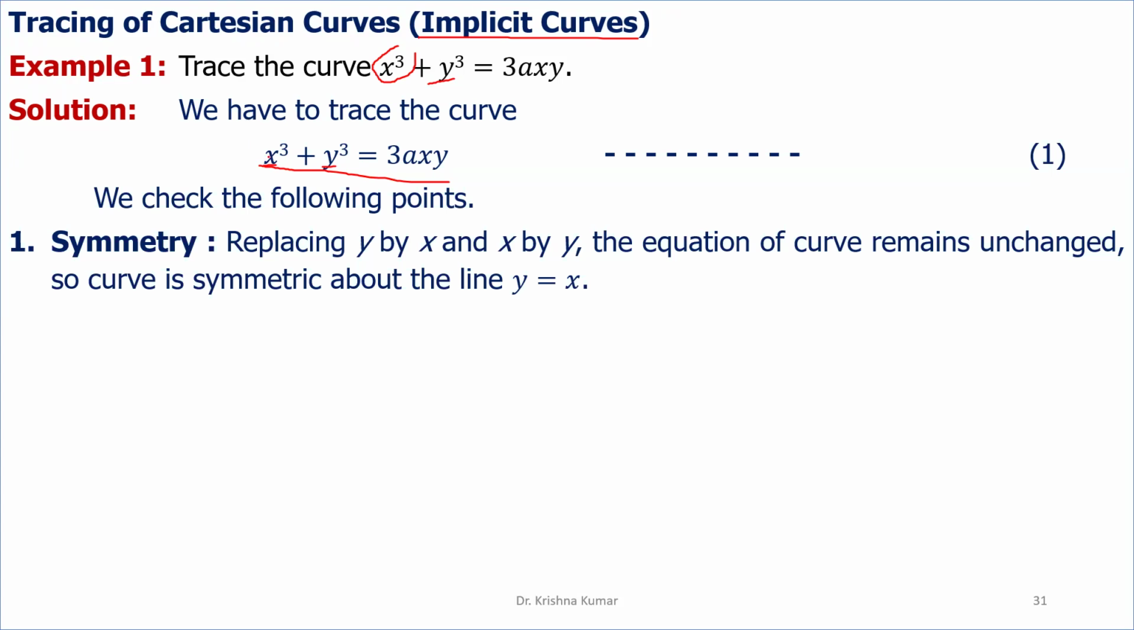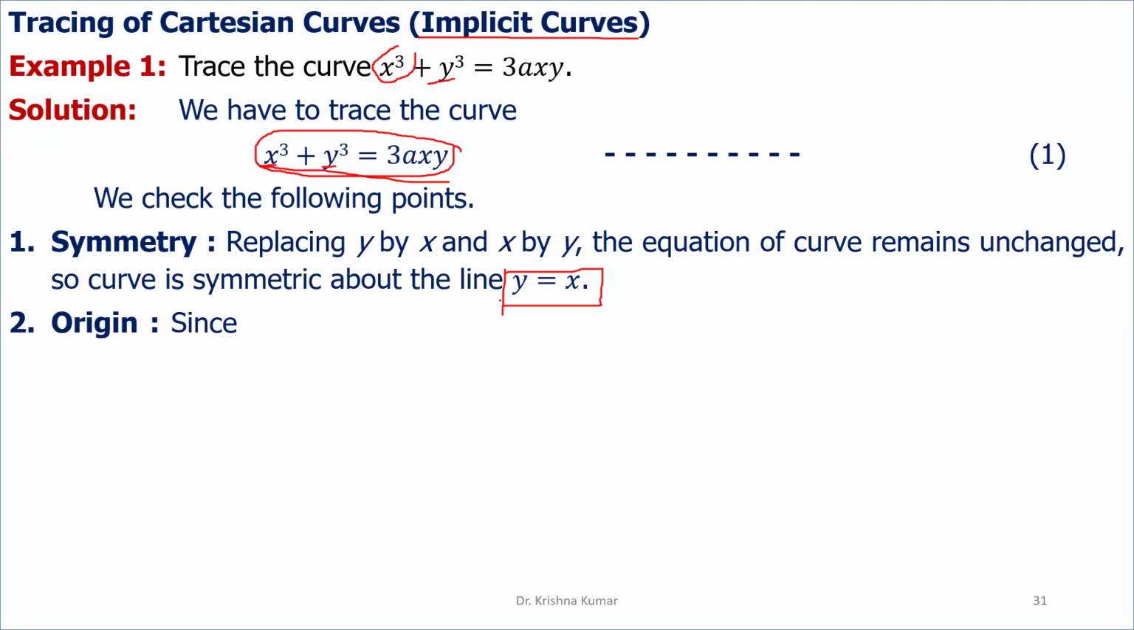But if we replace x by y and y by x, the equation of the curve will not change. Therefore, the curve is symmetric about the line y equal to x. So this is the curve which is only symmetric about the line y equal to x.